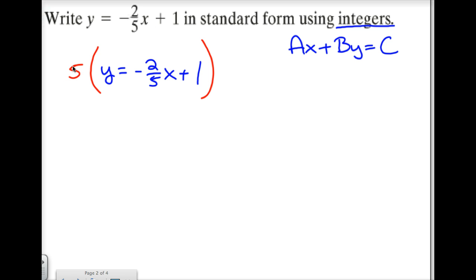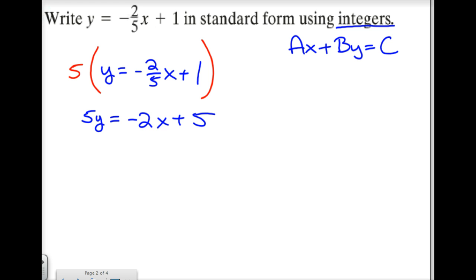And kind of using the distributive property, I end up with 5y is equal to 5 times negative 2/5, which is going to end up being negative 2x, because it's really like 5 divided by 5. Plus 5 times 1, which is 5. Now I've got everything written as integers. There's no more fractions.